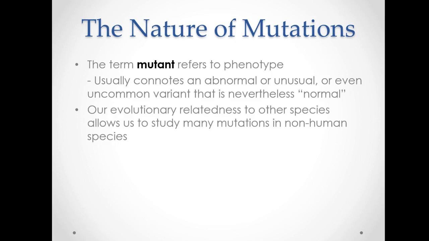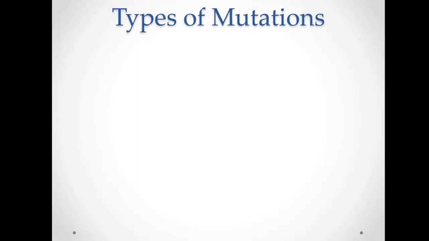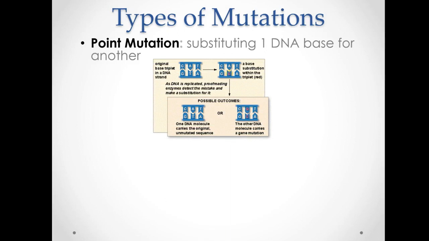It just means that they have this, again, this mutation. All right, so let's go into some different types of mutations for a few moments. So the first one I'm going to talk about is the simplest one that we can think about, and it's referred to as a point mutation. And in a point mutation, we substitute one DNA base for another.